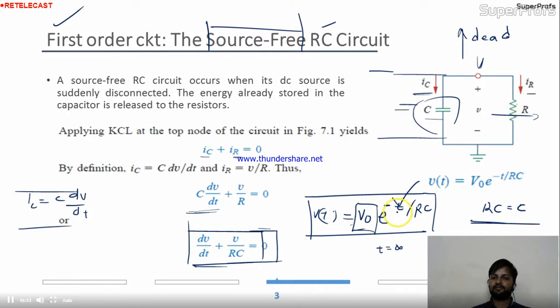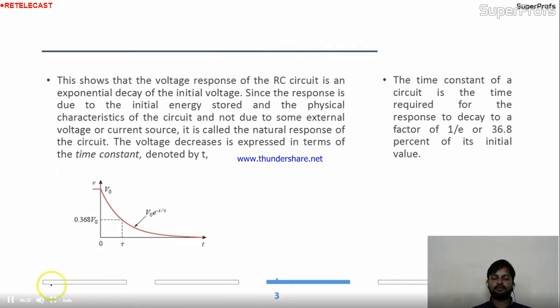Is it okay? So at t equal to infinity, if you will put over here, so e to the power minus infinity is 0, V equal to 0. At a steady state, whatever the voltage in source free circuit is there is nothing but 0. After some time, there is no voltage. The stored energy is dissipated through R. So this is all about the first order circuit having RC. Okay. So this is the exponential decay.